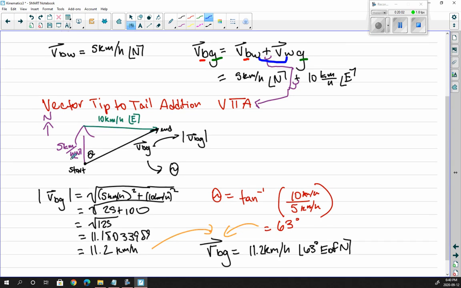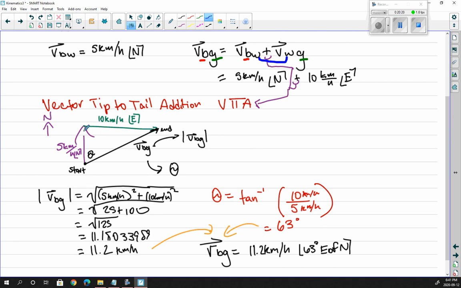And this is what we do. We put a starting point here. We label that start, and we say, let's put the velocity of the boat with respect to the water. Let's draw that vector. So I'm going to draw that vector, 5 kilometers per hour north. It's in purple here. I draw it.